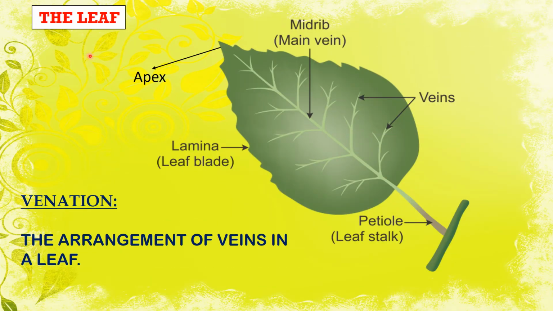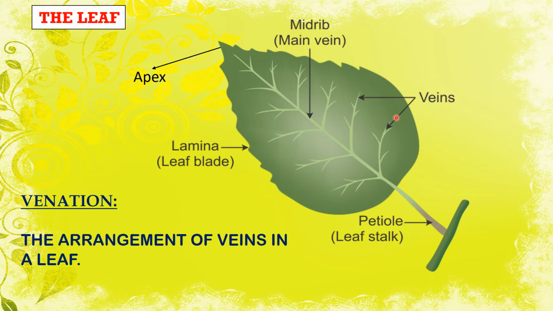The next part of the plant is the leaf. A leaf is flat and generally green in color due to the presence of chlorophyll. It has a small stalk called petiole which is attached to the stem. The flat part of the leaf is called lamina or leaf blade. The tip of the lamina is called apex.